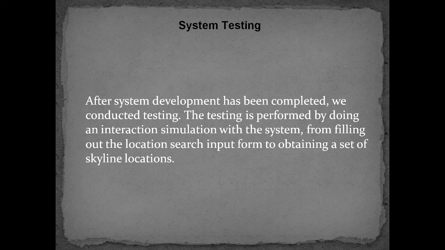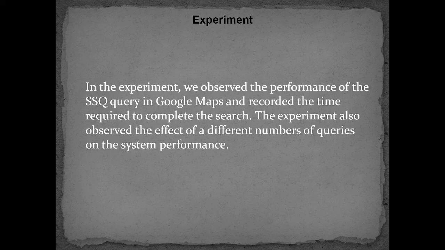System testing. After system development has been completed, we conduct testing. The testing is performed by doing an interaction simulation with the system, from filling out the location and search input form to obtaining a set of skyline locations. Experiment. In the experiment, we observe the performance of the SSQ query in Google Maps and record the time required to complete the search. The experiment also observed the effect of different numbers of queries on the system performance.